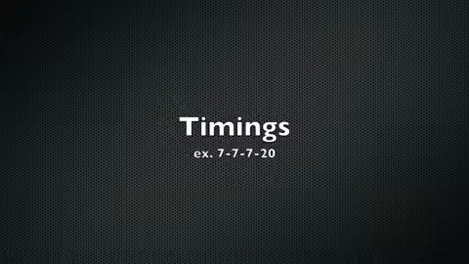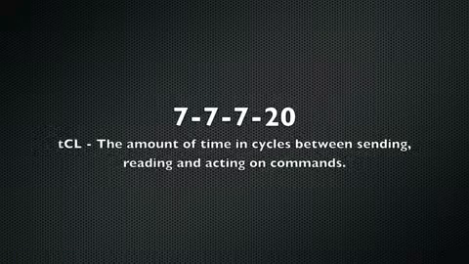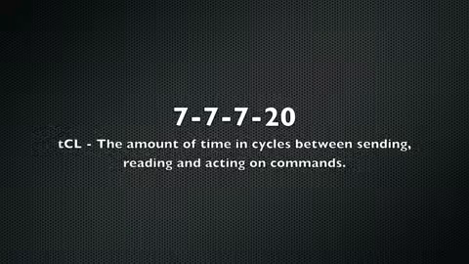So before I go, let's go over a few things quickly. First, we have timings. Now let's use this as an example. We've got four numbers there. We've got 7, 7, 7, then 20. The first 7 is called the CL timing. It's the amount of time in cycles between sending, reading, and acting on a command. Now remember, from the beginning to the end is its latency. The lower the latency, the better performance you get from your memory.